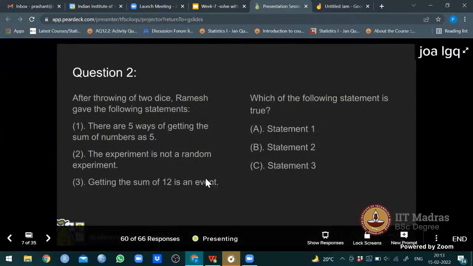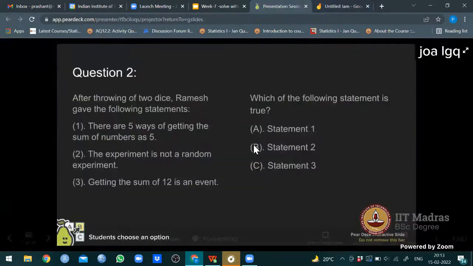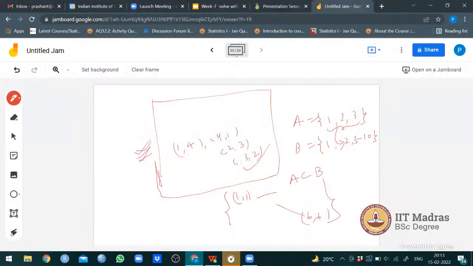And this is the event which is a subset of the sample space. Your sample space will be 1,1 till 6,6, with 36 outcomes. So getting a sum of 12 is an event, which will be just 6,6. So this is a subset of the whole sample space, right?